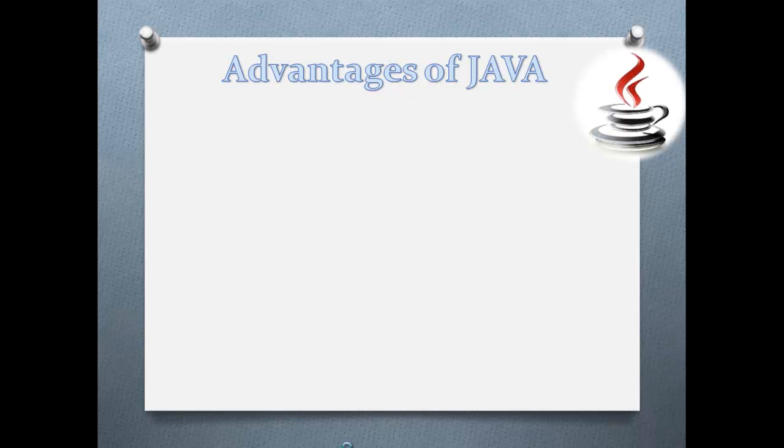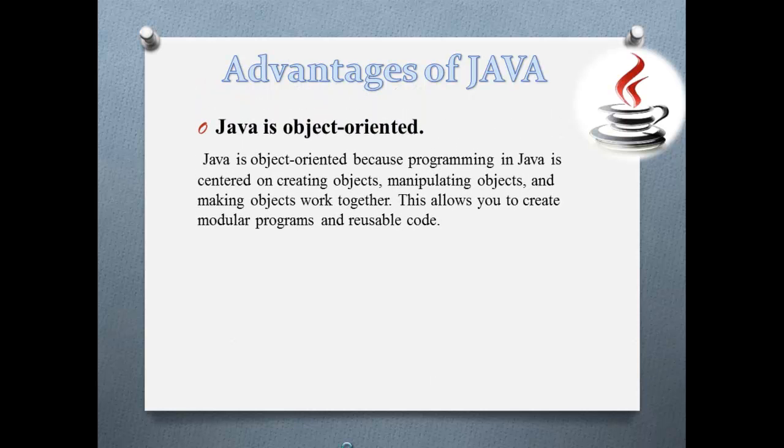Advantages of Java. Java is robust. Java is object-oriented. Java is object-oriented because programming in Java is centered on creating objects, manipulating objects, and making objects work together. This allows you to create modular programs and reusable code.